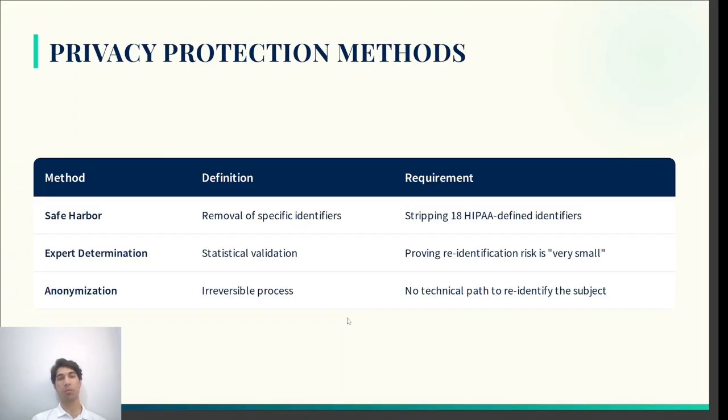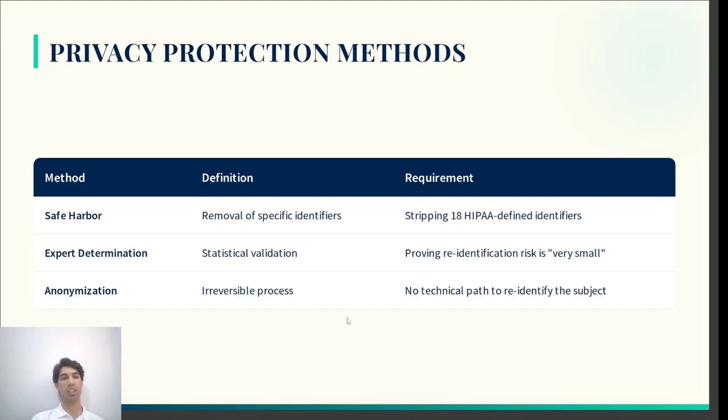Next, we have privacy protection methods. There are different methods that are used to protect the privacy of patients so that the data cannot be traced back to those patients and individuals. First is the HIPAA safe harbor, which is basically 18 HIPAA defined identifiers, and we have to strip those identifiers from our data, which makes sure that the data will not be traced back to those individuals. So we remove those specific identifiers in the HIPAA safe harbor.